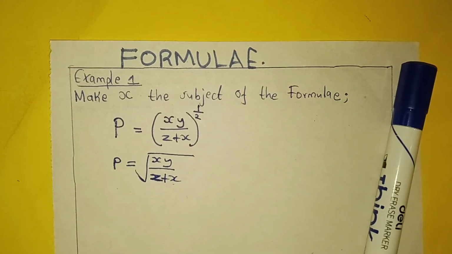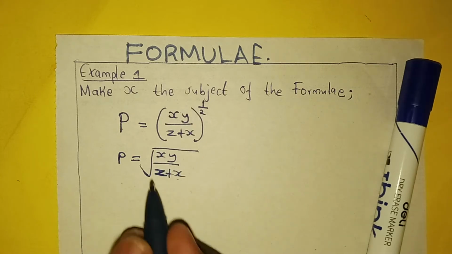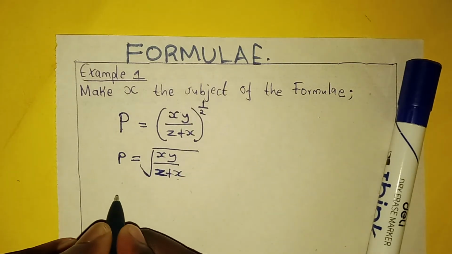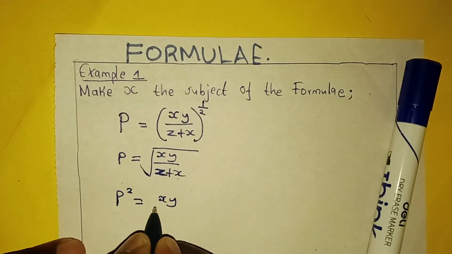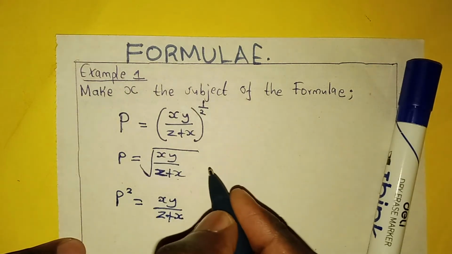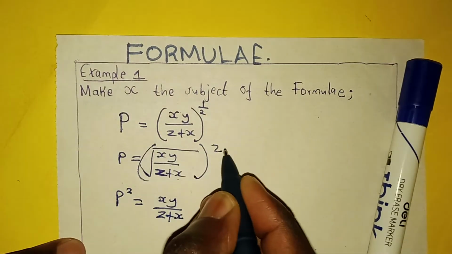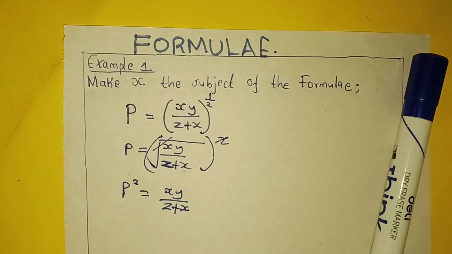The first step we're supposed to do is to remove this root sign. We square both sides. So we square p. So p squared is equal to xy over z plus x. The root sign and the square sign cancel out like that. Now the next step after this, we multiply both sides by z plus x, on the left hand side and on the right hand side.